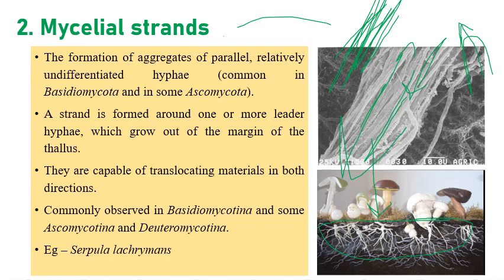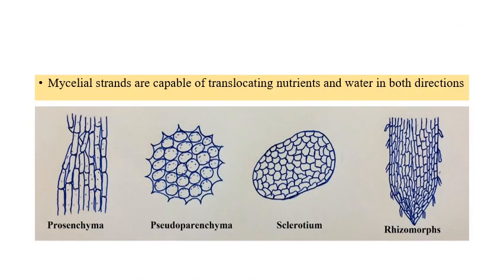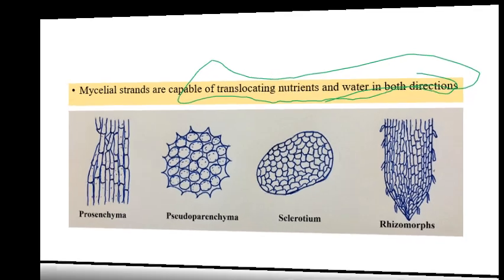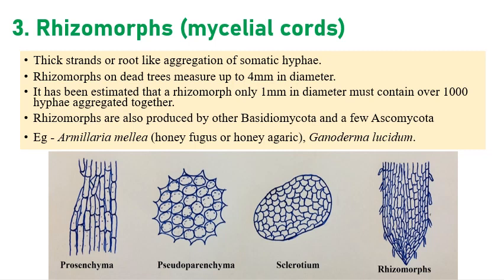For example, Serpula lacrymans is a fungus that can produce this kind of structure. One important point, as I told you, is that mycelial strands are capable of translocating nutrients and water in both directions. So when it comes to the next one, rhizomorphs, otherwise called mycelial cords.